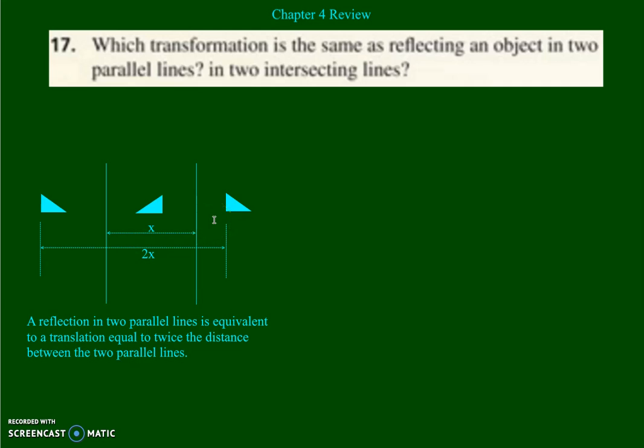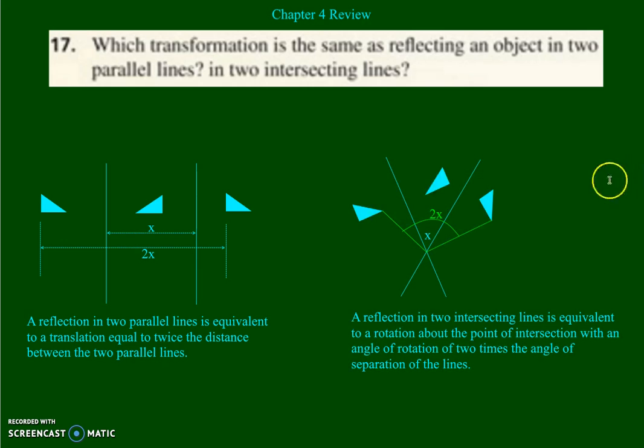The second part of the question is, which transformation is the same as reflecting an object in intersecting lines? This part of the question is asking, what does the reflection in intersecting lines theorem say? And the reflection in intersecting lines theorem says a reflection in two intersecting lines is equivalent to a rotation about the point of intersection with an angle of rotation of 2 times the angle of separation of the lines.